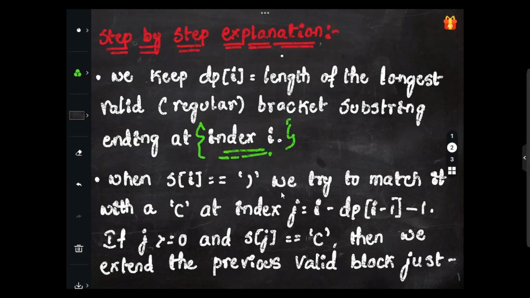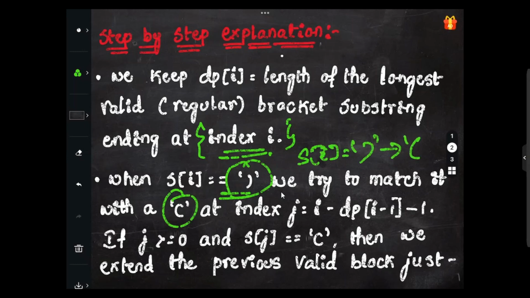Now when s of i equals the closing parenthesis, we try to match it with an opening parenthesis. When s of i is a closing parenthesis, then we will try to match this one with the opening parenthesis at the index j equals i minus dp of i minus 1 minus 1. Just remember this one, this is important.